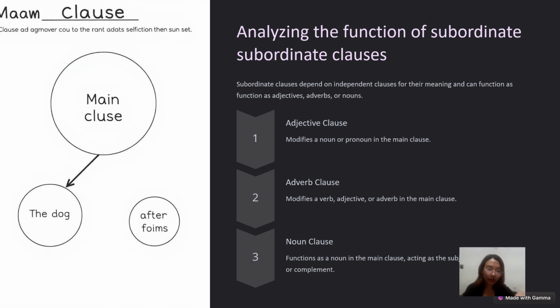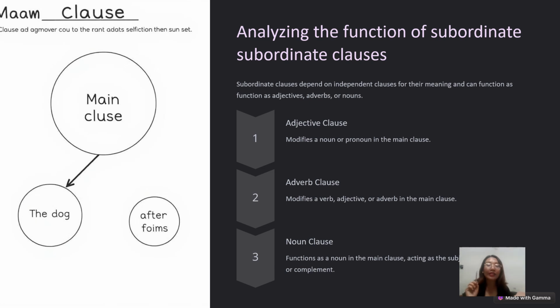I also want to add here the steps of analyzing subordinate clauses. Number one is identify the clause. This is one of the most important points. What do we need to do? In order to identify the clause, look for a group of words with a subject and a verb that cannot stand alone.